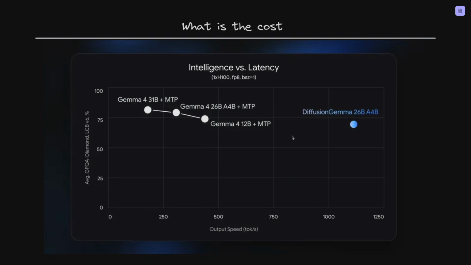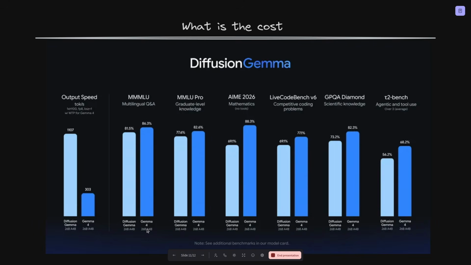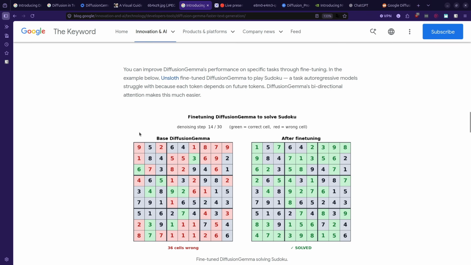But this is still quite a good score, and it's the average of GPQA Diamond and LCB V6, so that's the benchmark they chose. Here we can look at the Diffusion Gemma score versus the standard one for various benchmarks, and also the output speed that we mentioned before. As we can see, we have a slight drop in intelligence. And if you want high speed for a single user, this is also quite interesting.